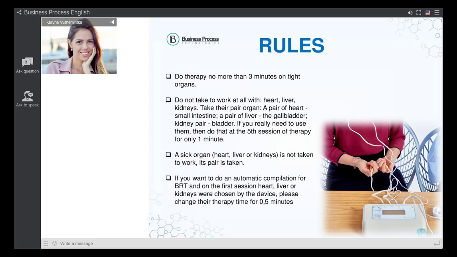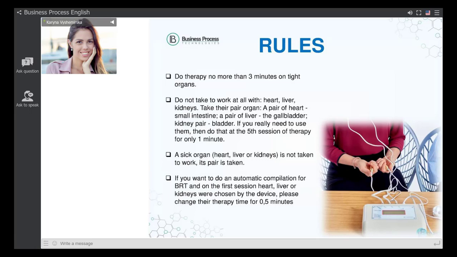Also, as I showed you in the video, we have automatic compilation of bioresonance therapy. If you want to try it automatically, you don't want to use these rules from the webinar. If on the first session heart, liver, or kidneys appear, please put the time of therapy at 0.5 minutes, as it shows on the video. Okay, these are basic rules.